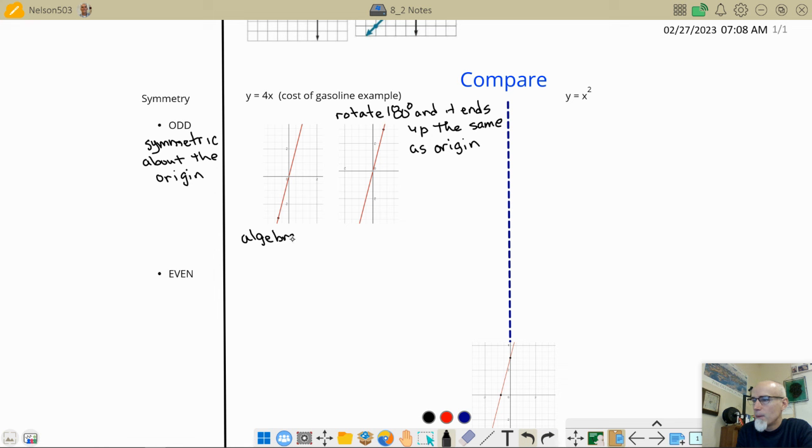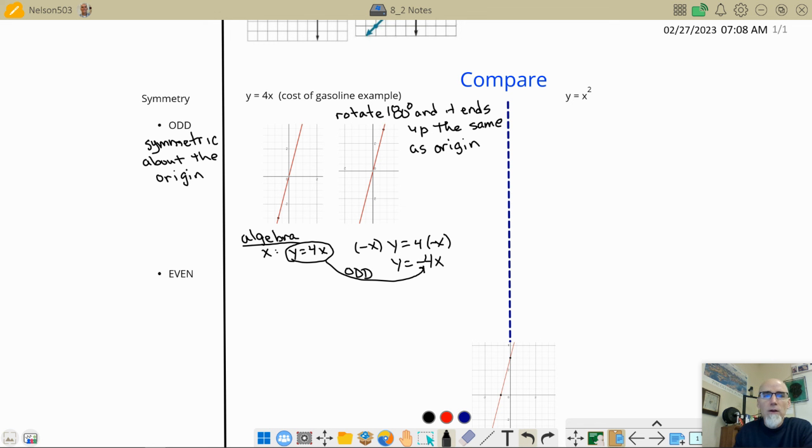Algebra. Okay, so here's the algebraic solution to showing that a function's odd. You take a number like x. You might say, wait, Nelson, that's not a number. And you put it into the function. So here goes x into the function. I get y equals 4x. Now you put negative x into the function. So I go y equals 4 times negative x. And I show that it gives me the opposite of the original one. So here we go. And see how I've got the negative right there? That means that we've got an odd function.